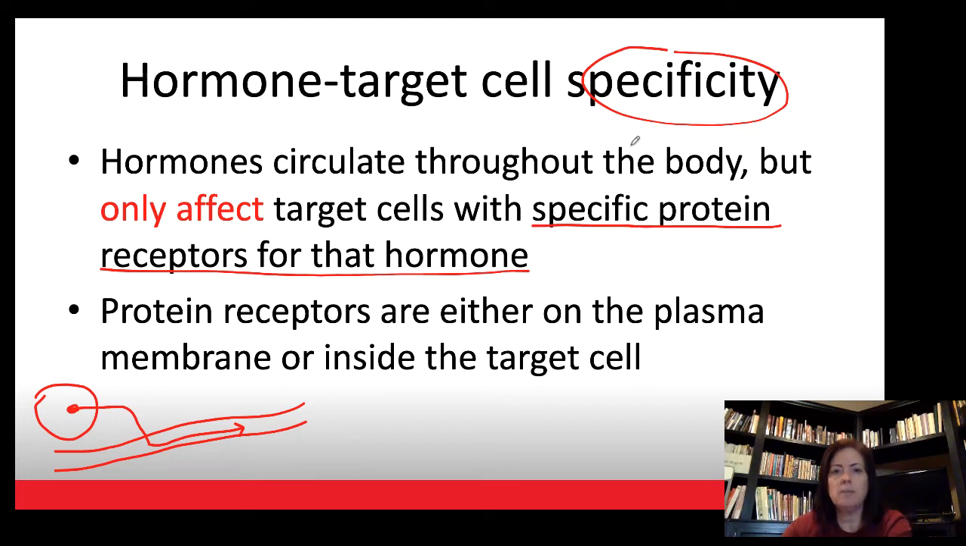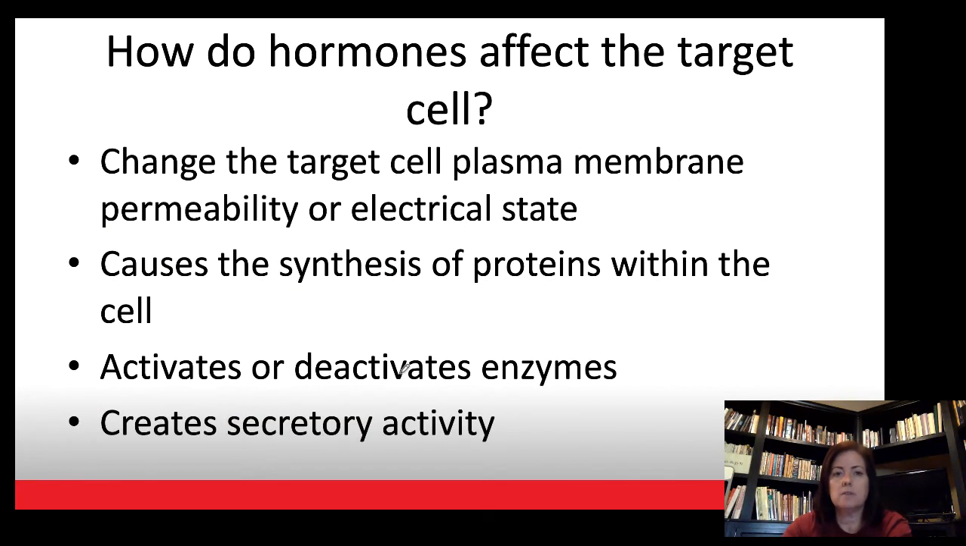So when we look at these receptors, we find them in one of two locations. They're either going to be on the plasma membrane of the target cell, or they're going to be located inside the target cell. Okay, so we've got two places for them to be. They're either on the plasma membrane on the outside, or they're actually inside the cell. So the hormone has to come inside the cell in order to have an effect. So let's take a look at that. What happens when a hormone affects the target cell? What types of processes does this initiate?